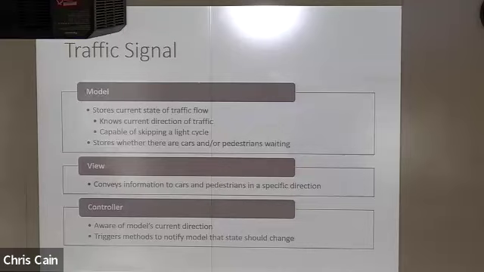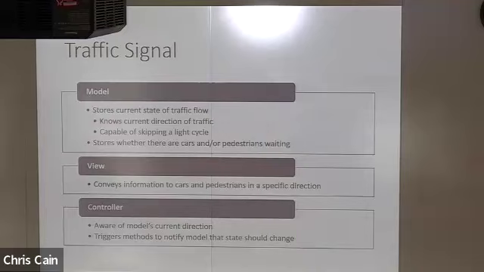It also stores whether there are cars and/or pedestrians waiting to cross the intersection, so that it knows, is it worth changing the flow of traffic? How long should it wait to change the flow of traffic? The view is all of the information that is being displayed for either pedestrians or cars. So all of the lights, all of the crosswalks, all of that information is in the view.